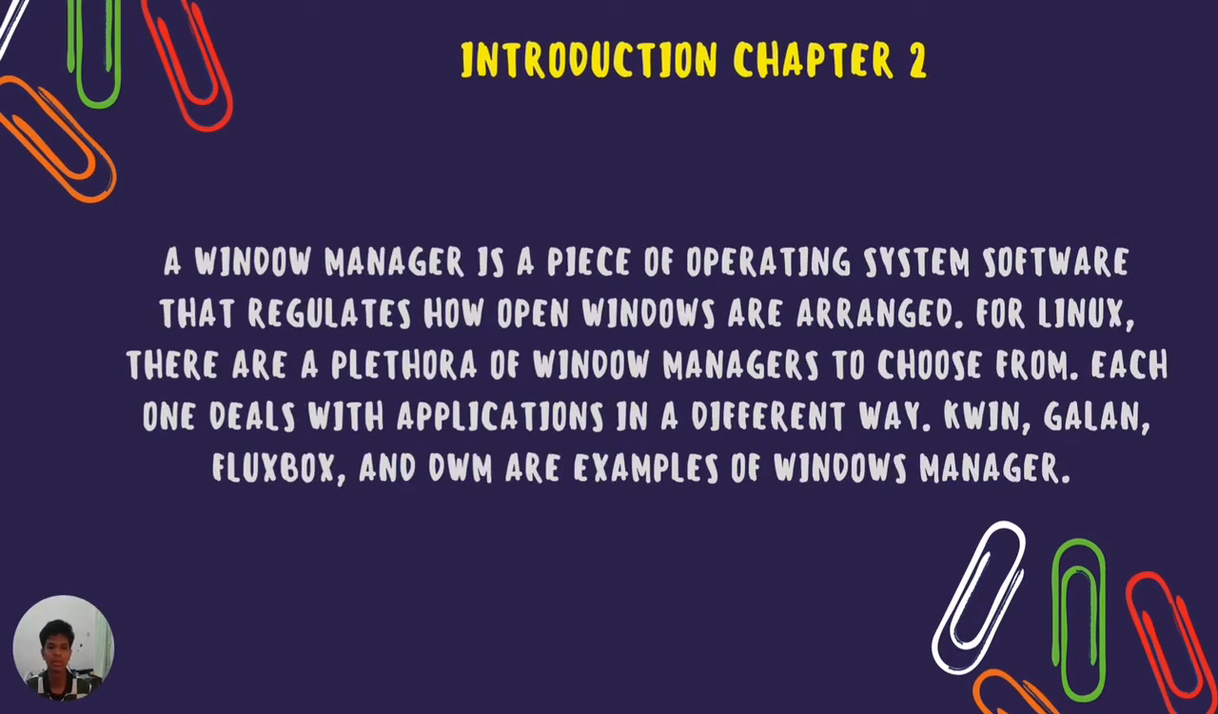Before introduction chapter 2, a window manager is a piece of operating system software that regulates how open windows are arranged. For Linux, there are a plethora of window managers to choose from. Each one deals with applications in a different way. KWin, Gala, Fluxbox, and DWM are examples of window managers.